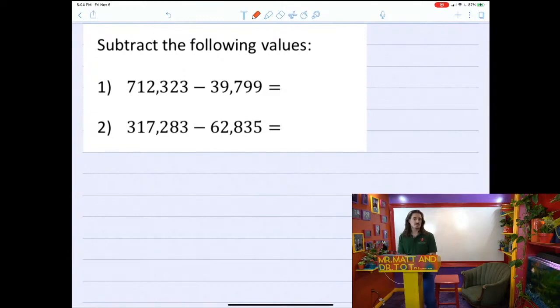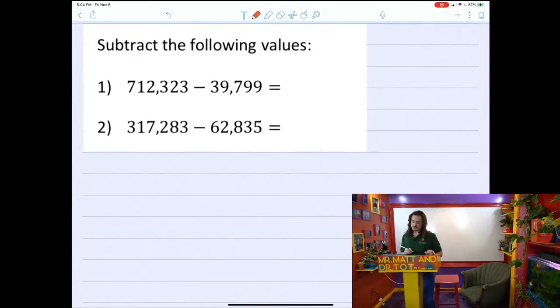Sometimes there are values that you can't take away. If you're trying to take away a value that's larger than the value being subtracted from, you need to borrow or regroup from the higher order digit in order to make that possible. So I'm going to do number 1 with you, and then I'm going to give you time to do number 2, and then we'll just move on and look at a few examples today.